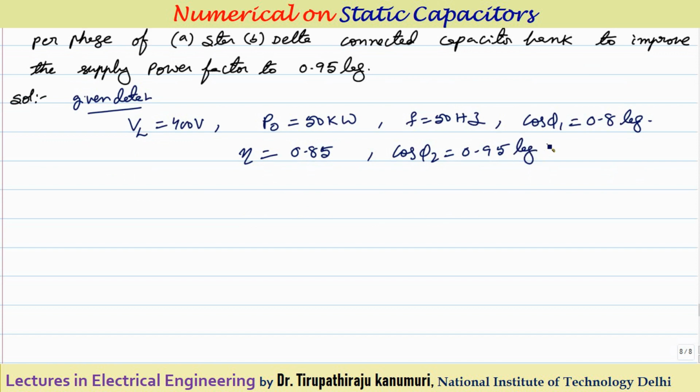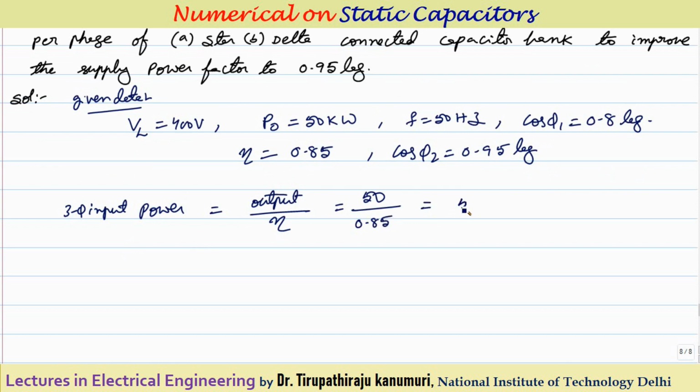So let us see how to calculate this. We know that the input power will be equal to output power divided by efficiency. Remember, whatever power we are using, this is the 3-phase power only. This output power is already given as 50 divided by efficiency, which is 0.85.